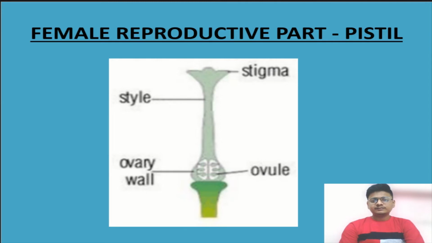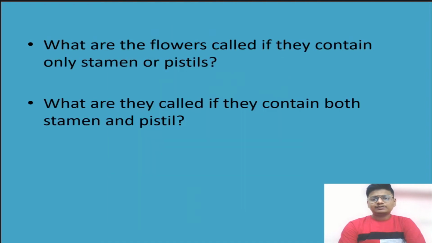This carpel is known as pistil also. Pistil and carpel are not different terms. Both are the same, but in different books it can be written differently. Carpel and pistil are the same, so don't get confused. So the question comes, what are the flowers called if they contain only stamen or pistil? Students, are you getting this? You can answer this question in the comment section.